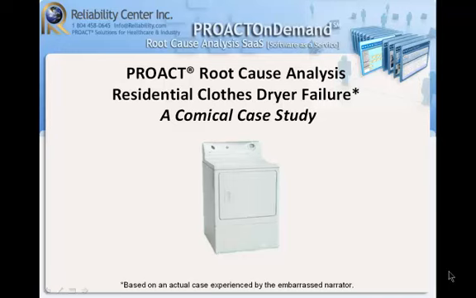Hi, and welcome to our short presentation using the PROACT root cause analysis methodology to look at a residential clothes dryer failure. This will be a comical case study. This is based on an actual experience by this embarrassed narrator, so please bear with me.